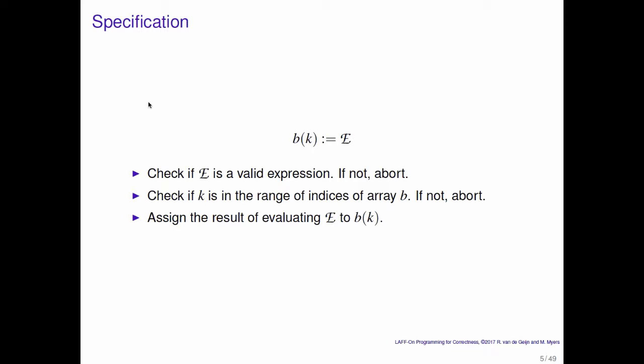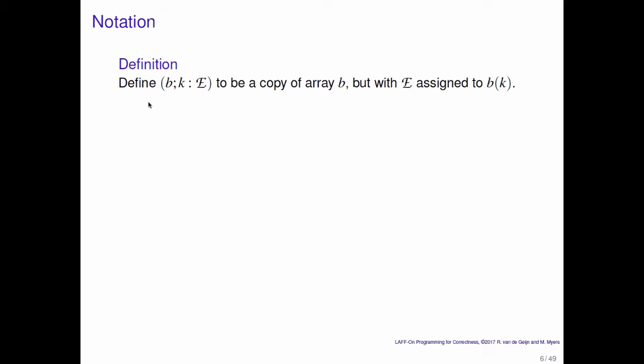by K. In order to do this cleanly, we're going to define something that initially will seem a little cumbersome. So, the expression B with the element indexed by K replaced by the result of evaluating expression E, B semicolon K colon E, is a copy of array B, but with the result of evaluating expression E assigned to the element indexed by K.